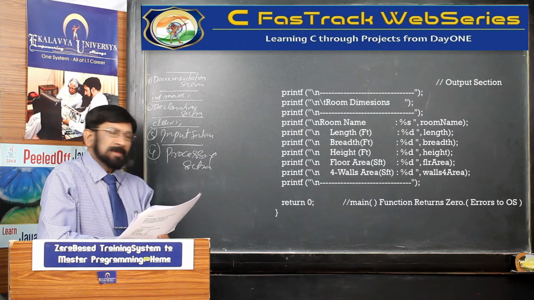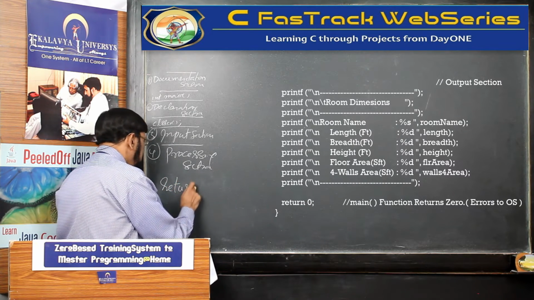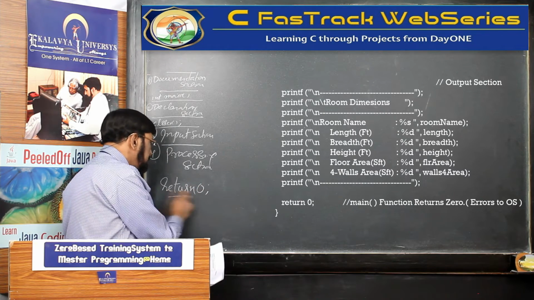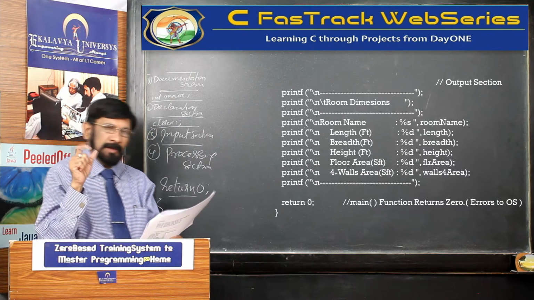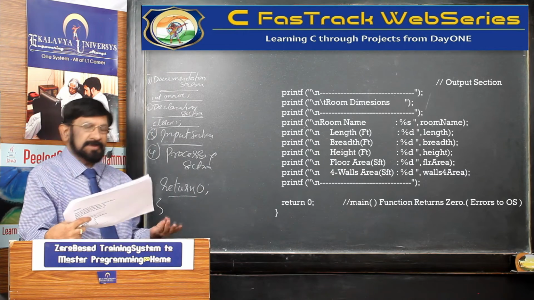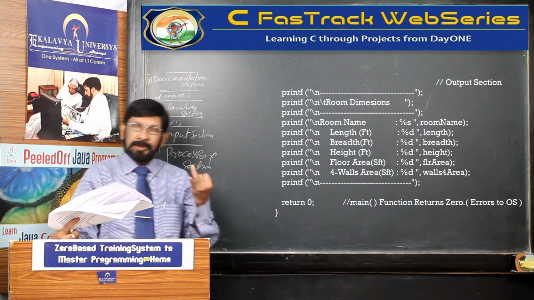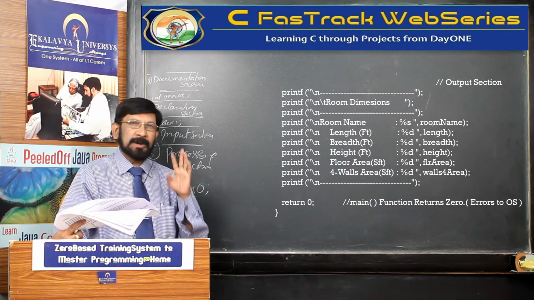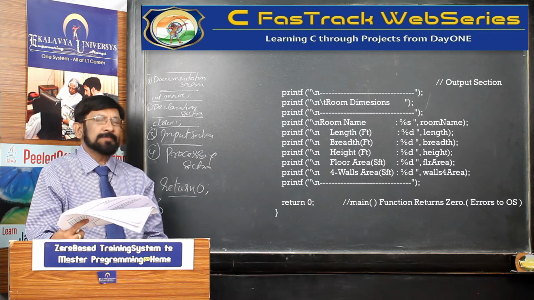Thereafter, I told you, when you are writing int main, then you write return 0. This is compulsory. Okay. With this, you have written the sequential program with five sections: documentation section, declaration section, input section, processing section, and output section. This is the formal way of writing a C program.